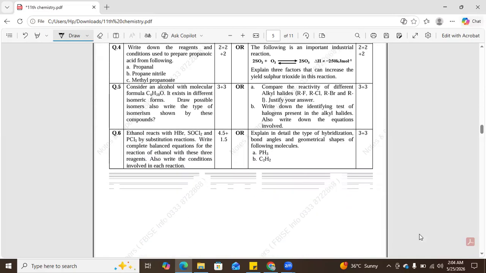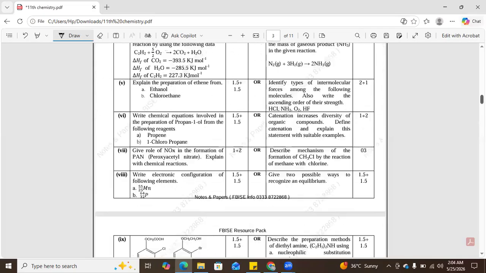And question number 6 is ethanol reacts with HBr, SOCl2, and PCl5 by substitution reaction. Write complete balanced equation for the reaction of ethanol with these three reagents. Also write the conditions involved in each reaction. Or explain in detail the type of hybridization, bond angles, and geometrical shapes of the following molecules: PH3, BCl3, C2H2. So this is the model paper structure, most important topics that you need to go through.